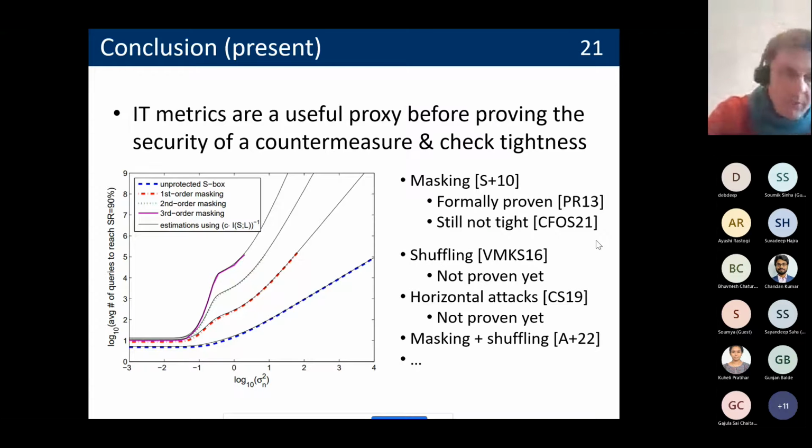And we can already show by information theoretic evaluations that it seems that these gadgets have good noise rate, have good security against horizontal attacks, and that gives us an indication that this is really something we should try to prove. Obviously, the combination between masking and shuffling is the same, and so on. And then future, of course, is what I said already, right?